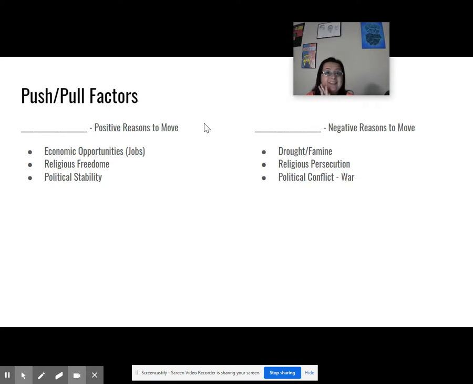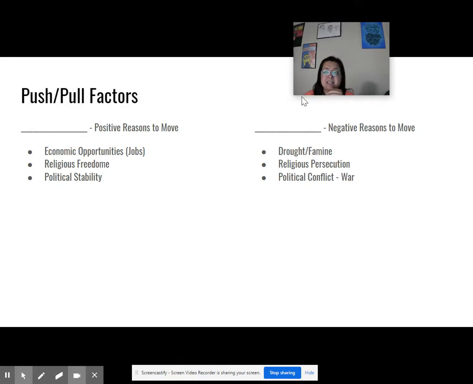Political stability. This just means that your government is protecting you. So I am not worried about Mexico invading us because right now Mexico and the US are friendly towards each other. I am not worried about Canada invading us because they have political policies already in place. We have a treaty with them and they're really nice actually.